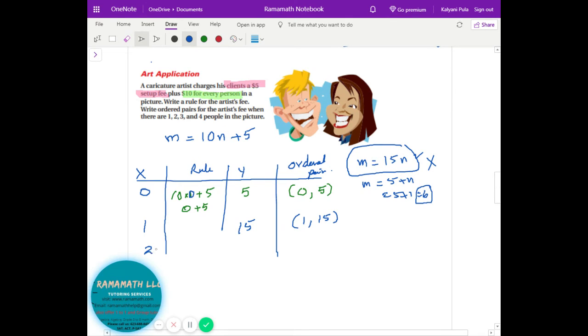So let's say if I have two people, how much do I need to pay? 2 people, then it would be 10 times 2, plus 5. So that's $25. So the ordered pair is 2 and 25.